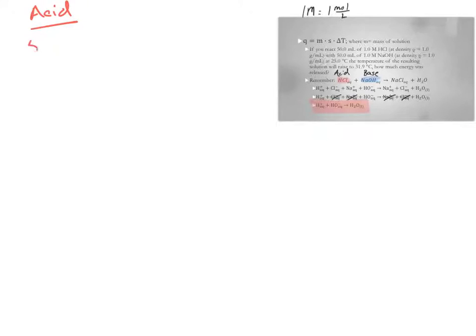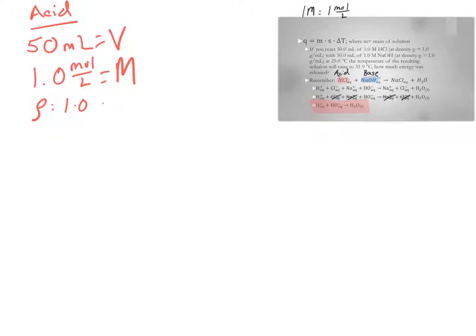We've got 50 milliliters of it. Its concentration is 1 molar. So let me put V equals that. The capital M means molarity, moles per liter, and this is 1.0 moles per liter. The density of it is 1.0 grams per milliliter, and the temperature is 25 degrees Celsius.